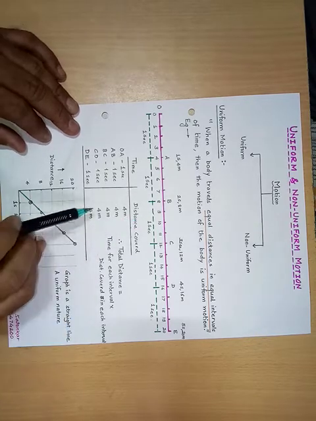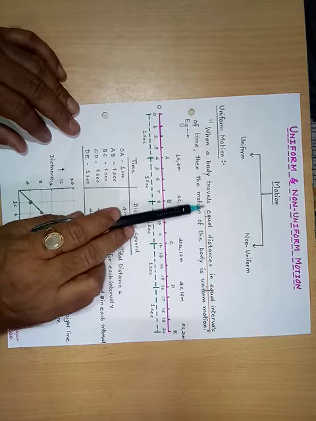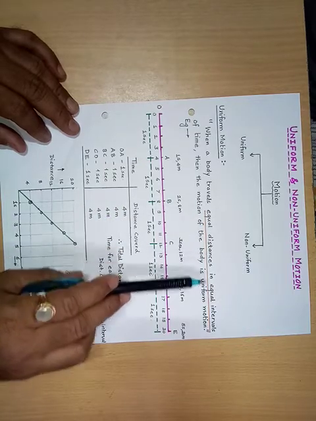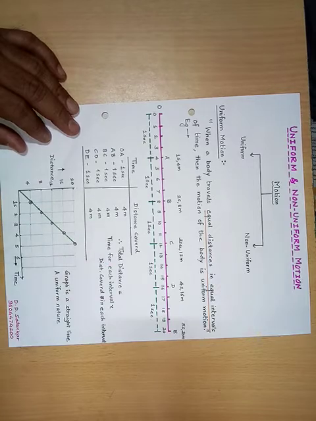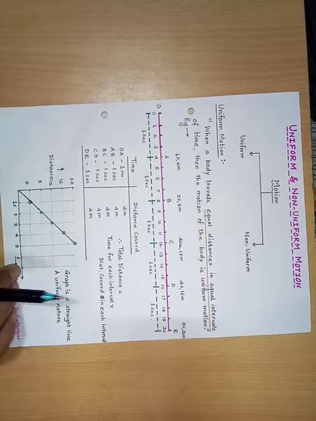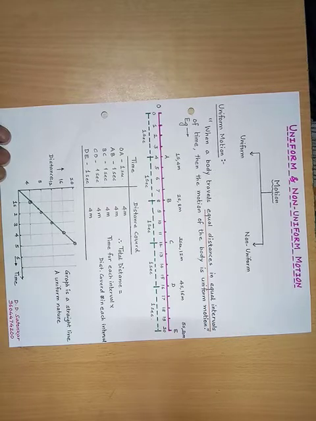So when such a situation arises, that an object travels equal distances in equal intervals of time, then we can say the motion of the object is uniform motion. Now it can be better studied with the help of a distance versus time graph. If you remember, I told you that we are going to study the motion of the object by graphical presentation also.